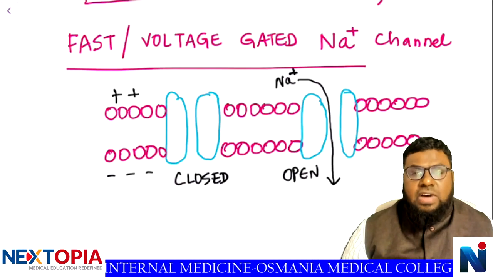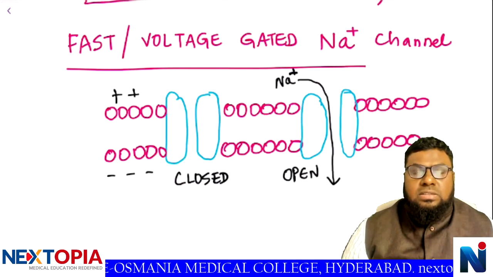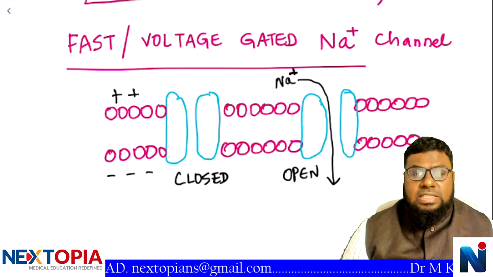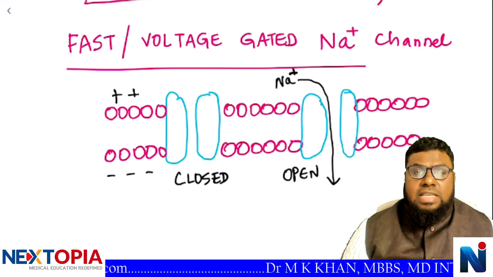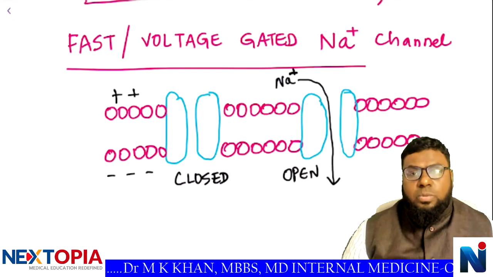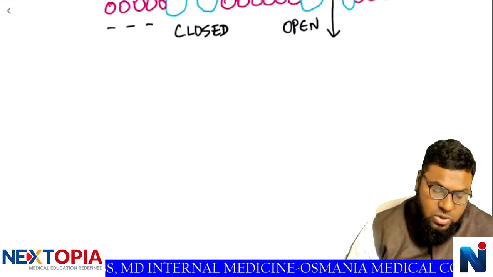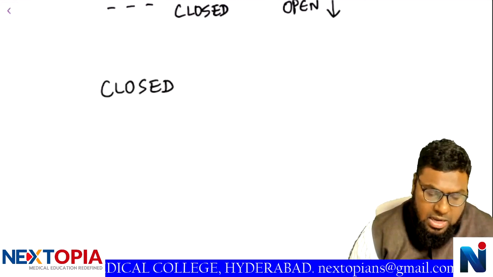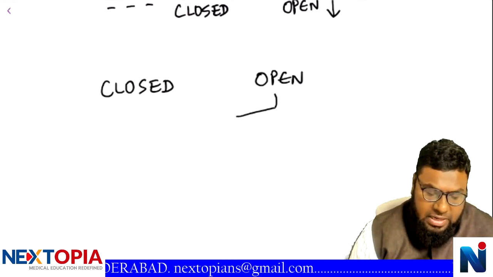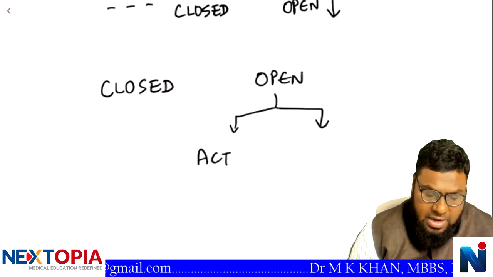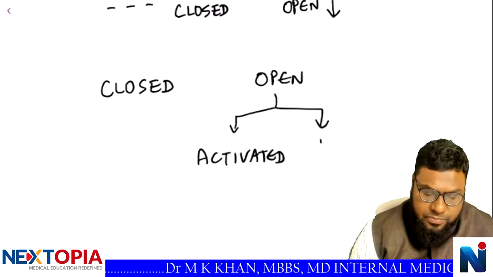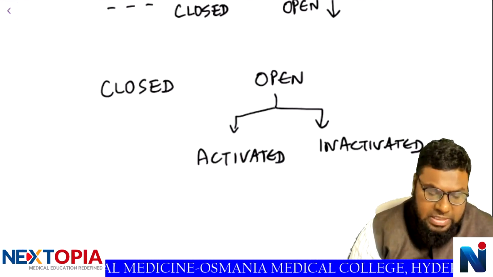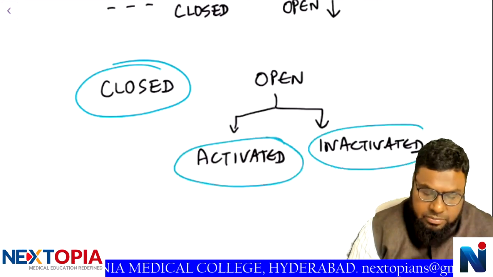a fast channel. The fast channel has 2 gates and 3 conformational states. What does that mean? It has a closed state at rest, an open state, and an inactivated open state. So it has 3 conformational states. One is the closed state, another is the open state. The open state is again the activated open state and the inactivated open state. So these are the conformational changes, 1, 2 and 3.